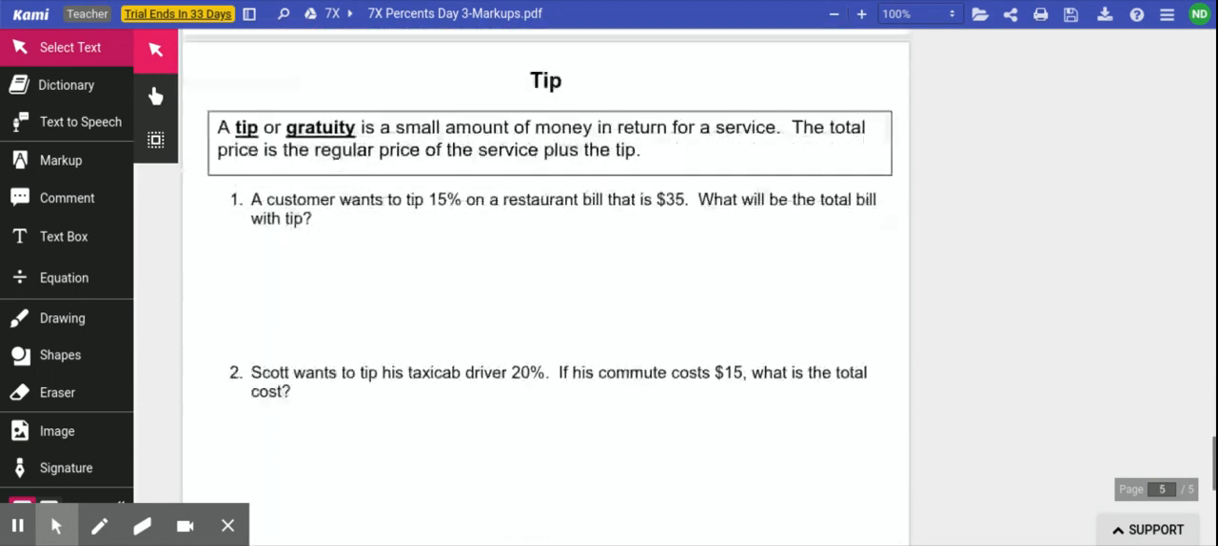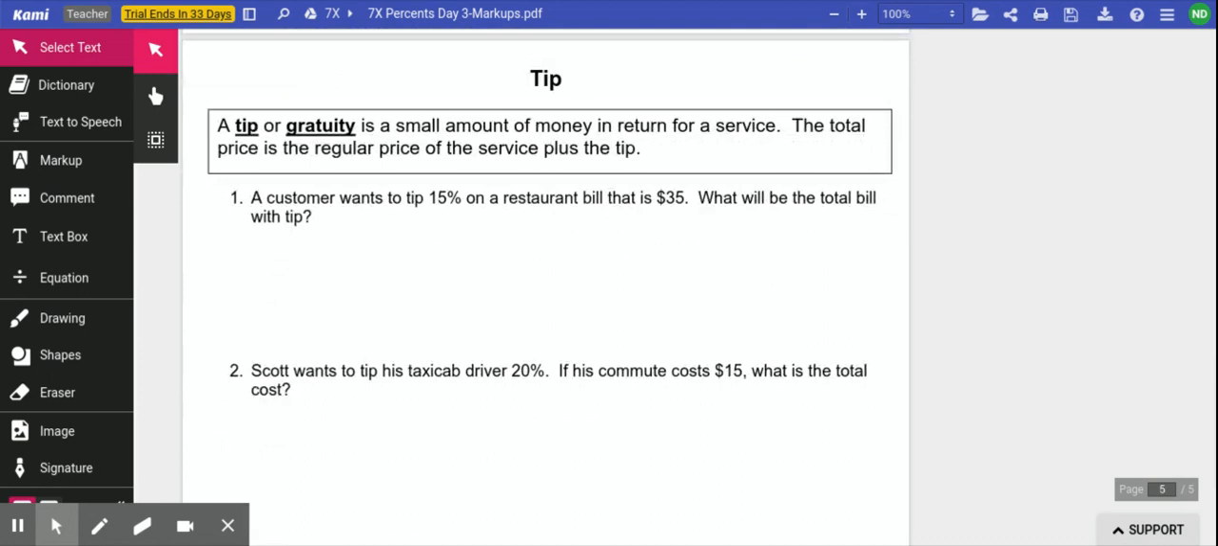Okay. Last type of markup for today is a tip or gratuity. Gratuity means the same thing as a tip. And it's just a small amount of money in return for a service. And the total price is going to be the regular price of the service plus the tip.